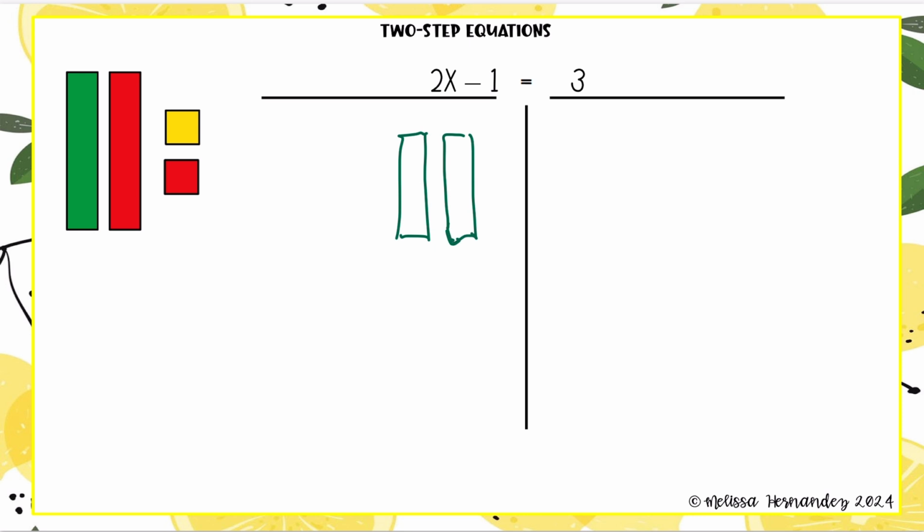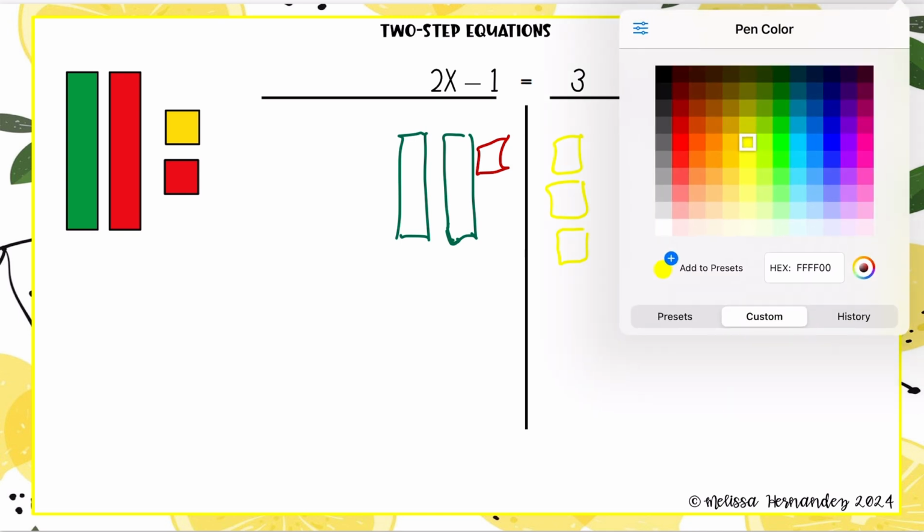Now, -1. It's a -1, but it operates the same way, so I like to just say -1. On the right side, it's equal to 3. That would be 3 positives, just like this. Now, I want to undo that red negative, and the way you undo the negative is do the opposite, which would be a positive.